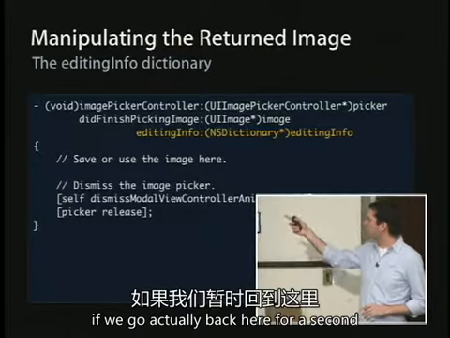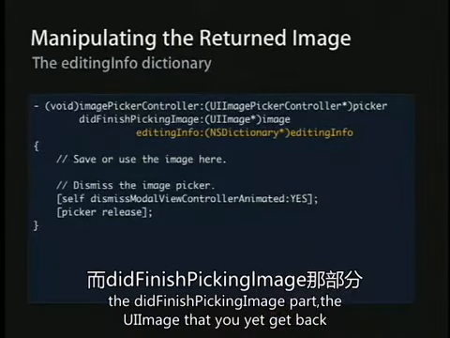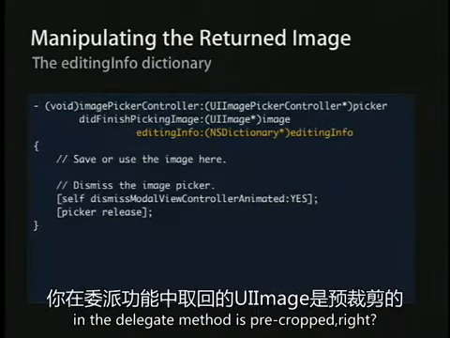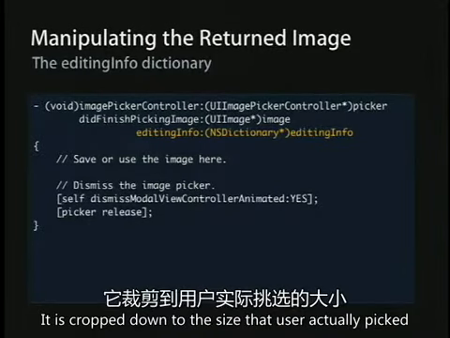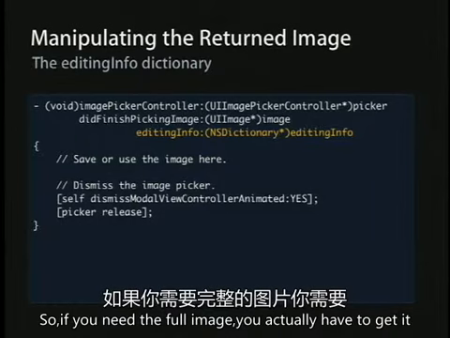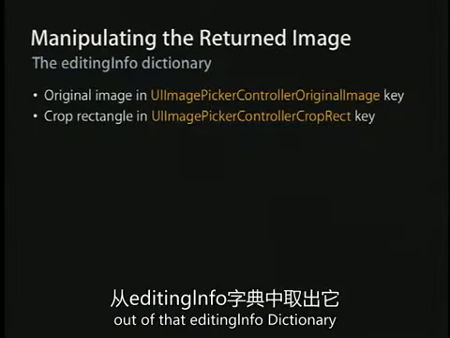If we go back here for a second, the UI image that you get back in the did finish picking image delegate method is cropped, right? So it's not the full image. It's cropped down to the size that the user actually picked. So if you need the full image, you actually have to get it out of that editing info dictionary.